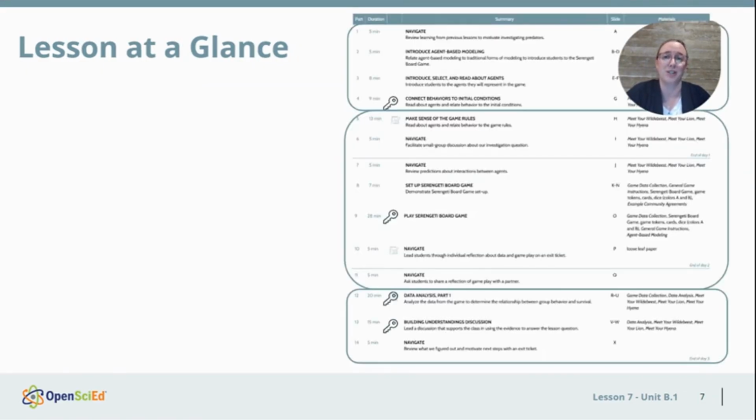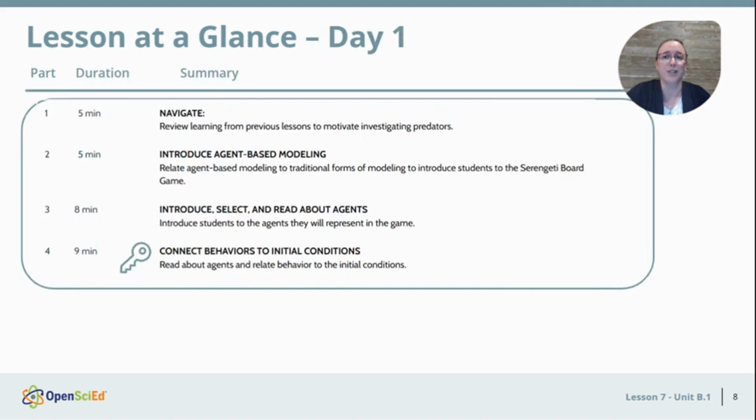There are 3 big chunks in this lesson. Let's discuss what's happening in each. The first lesson chunk is explored on day 1. Students read about the behaviors of wildebeest, lions, and spotted hyenas. In this lesson chunk, students figure out how these behaviors correlate to the rules in the Serengeti board game. The students begin to make sense of the predator-prey relationship between lions, hyenas, and wildebeest, and begin to wonder how these behaviors manifest on the Serengeti. This leads us to our next making sense loop when we gather data using our agent-based model.